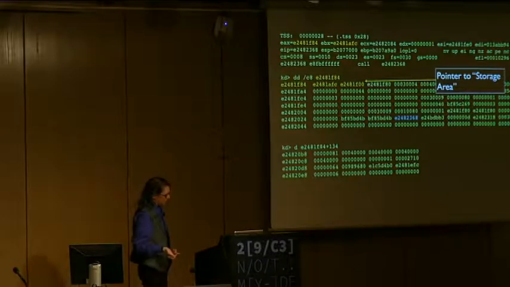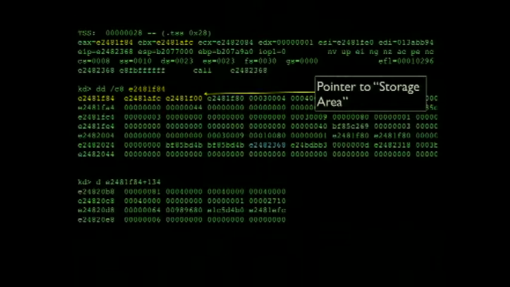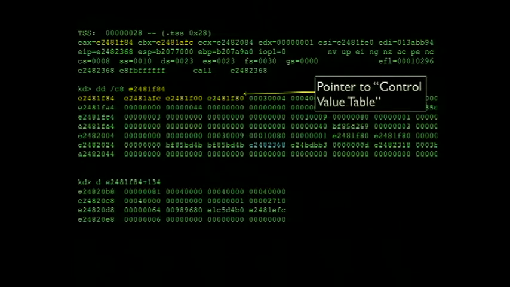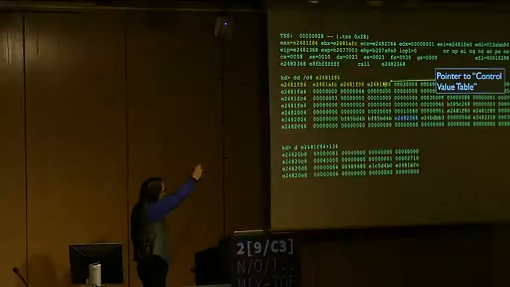This points to the storage area, which was the put-whatever-you-want-in-here array. And then this points to the control value table, which is for the points for the outline. If you notice, I have another slide that draws more attention to it, but this particular value happens to live right before this one in memory, by about 4 bytes.